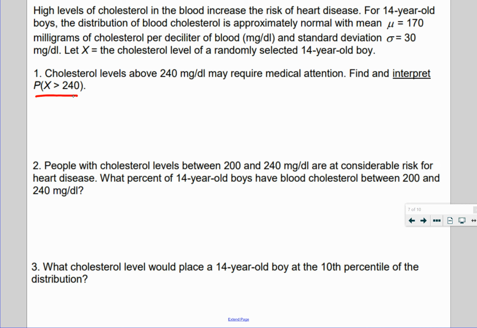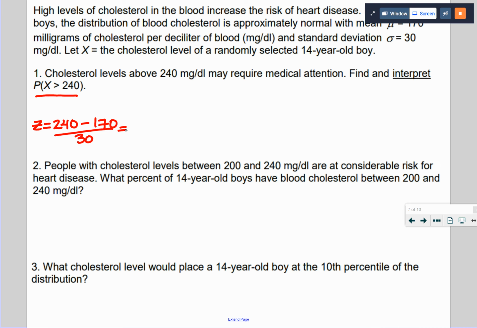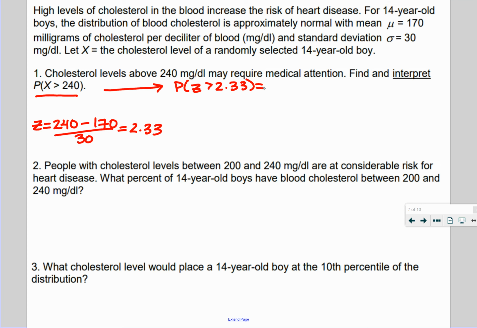All right, so first thing I'm going to do is convert my X into a Z. So that would be 240, my X value, minus my mean in this problem, 170, divided by the standard deviation of 30. So that's 70 over 30, or 7/3, or 2.33 as a decimal. Now the probability question I can write in terms of a Z. I'm trying to find the probability that my Z value is greater than 2.33. If it's greater, what am I going to have to do? Complement? 1 minus whatever I find on my chart.